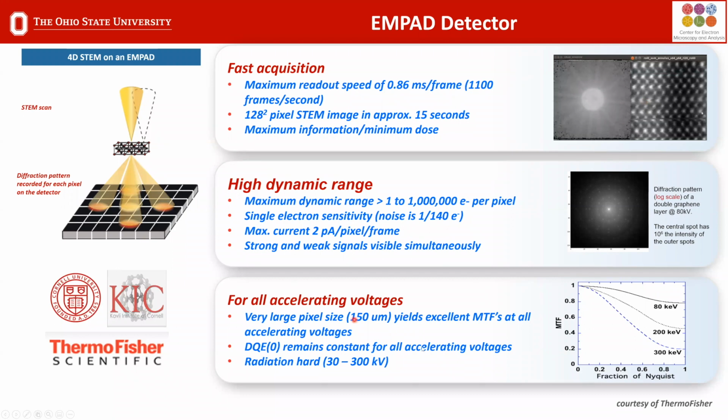What's also nice about the EMPAD is it works from 30 kV all the way up to 300 kV. I will say that this system works best at the highest voltages, so we tend to like to work at 300 kV with this detector.